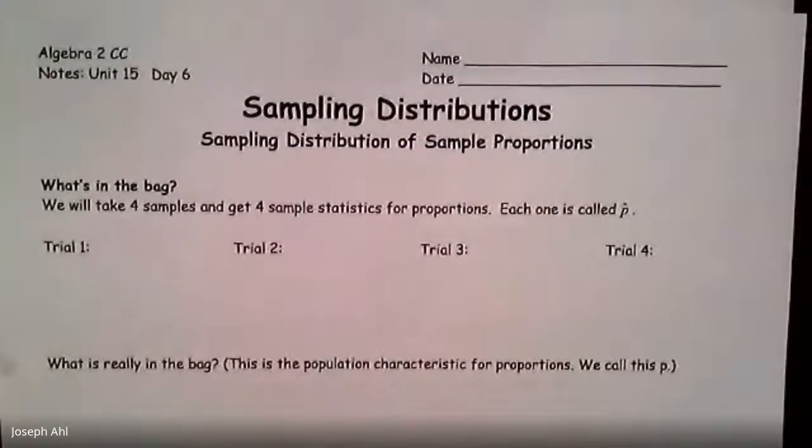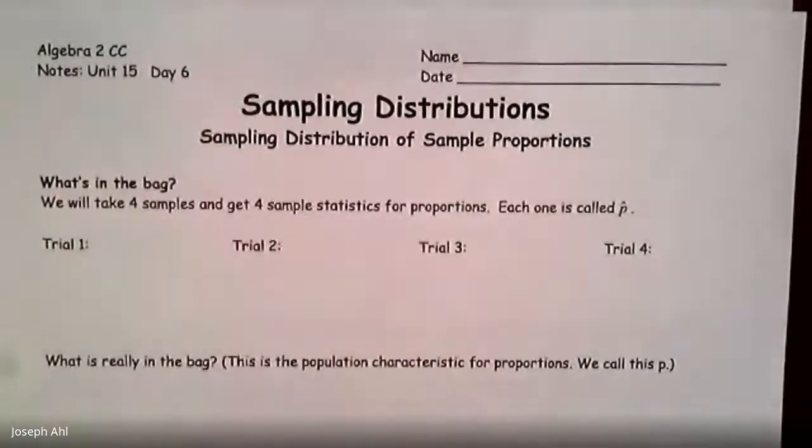By the way, kind of disregard the fact that it says unit 15, day 6. This is an old unit 15. So therefore, it's going to be labeled a little bit wrong for the next couple of lessons in this unit. But we're still in unit 18. This is, in fact, the day 6 lesson on sampling distributions.